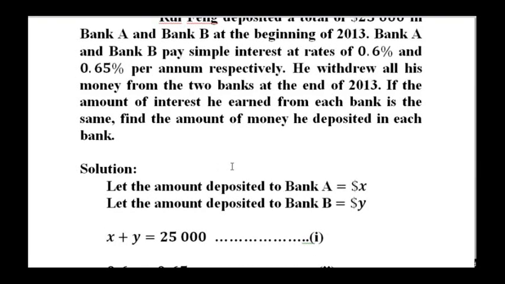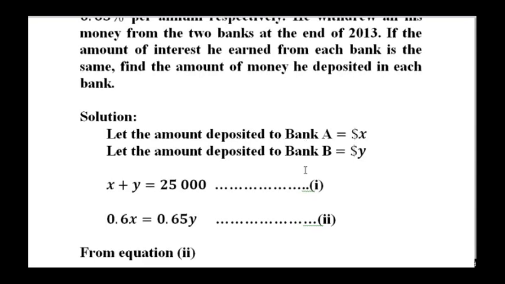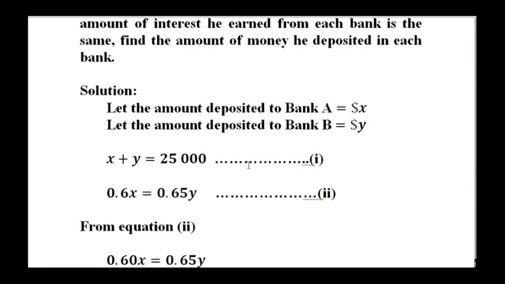In the beginning of the question, I will assume the amount deposited to Bank A as x dollars and the amount deposited to Bank B as y dollars. According to the statement, Rui Feng deposited a total of $25,000 in Bank A and Bank B. So our first equation becomes x plus y equals 25,000. This equation shows the sum of the amount deposited in Bank A and Bank B.